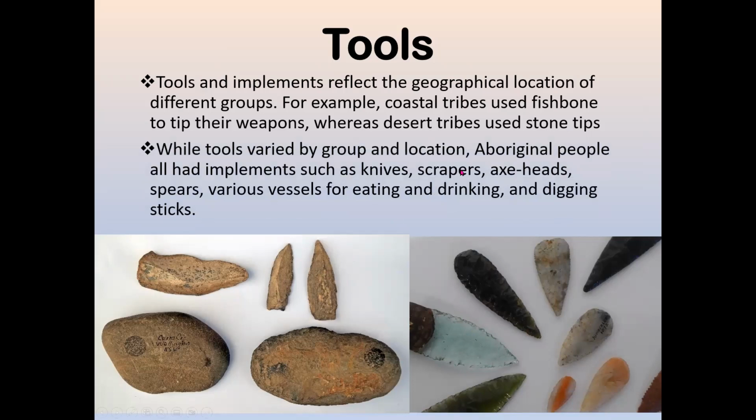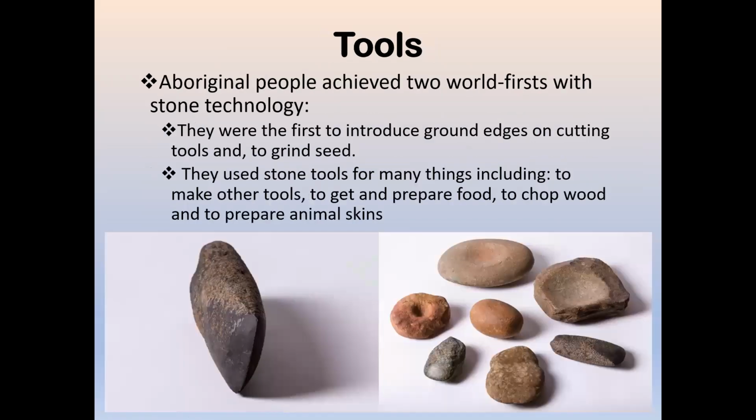So these tools varied according to where they had the locations, but they said they had knives, scrapers, axe heads, spears, all sorts of vessels for eating and drinking and digging. So they could do whatever we do. And if they thought they needed something, they looked for something to use to make whatever they wanted to do.